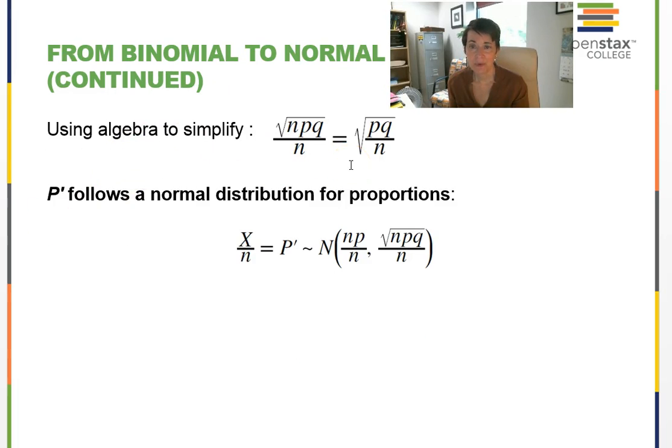In algebra, we just are simplifying. We're going to do some cancellations here, and we have p prime follows a normal distribution for proportions. X divided by n equals p prime, which can be written as an interval, so it has 2 points.